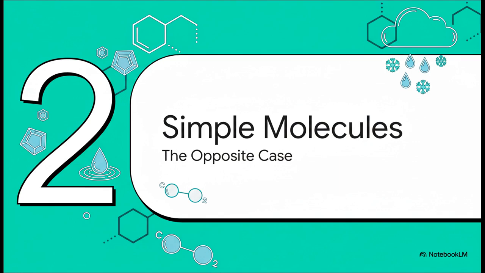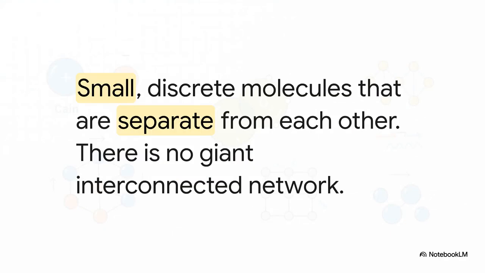All right, now let's flip the script completely and look at our second type, simple molecules. This is the complete opposite of what we've just seen. This is the world of things like water, ice, and carbon dioxide. So, totally different from that giant lattice, these are just small, individual molecules, little separate packages like H2O or CO2. Instead of that solid brick wall, think of it more like a bag full of marbles. There's no giant connected network here.